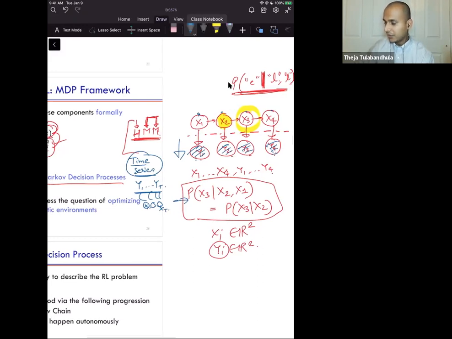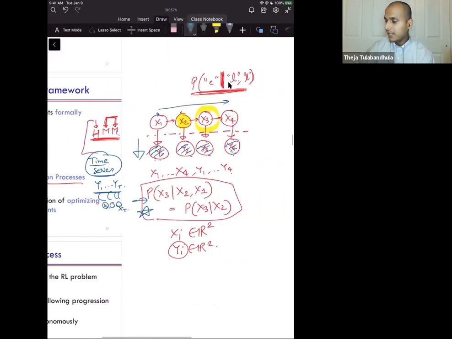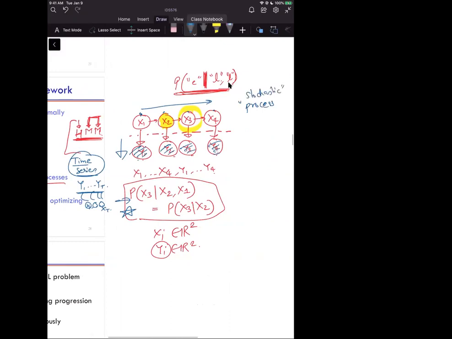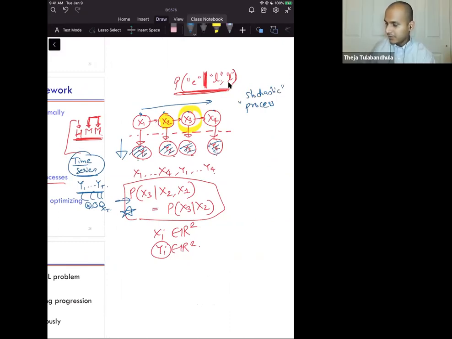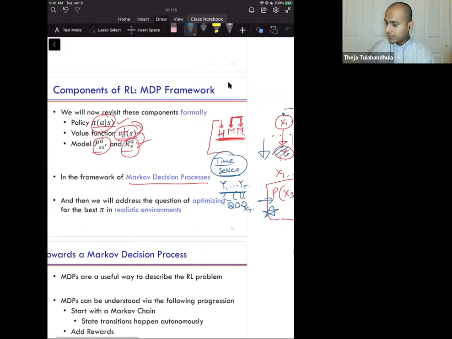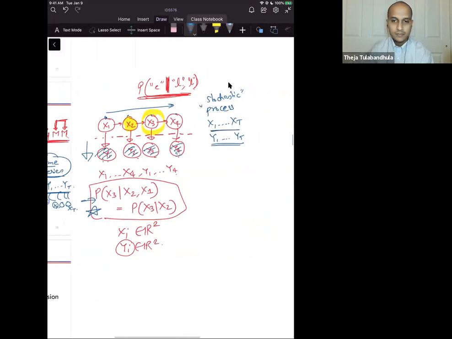So the common thing is the Markovian nature, but here I'll tell you a new terminology. This is called a process, actually a stochastic process. Sorry for the very messy notation. But a stochastic process is nothing but a sequence of random variables, x1 to xt, or it could be y1 to yt. These are all discrete time stochastic processes. So when you see the word process, just think of it as something to do with a sequence of random variables.